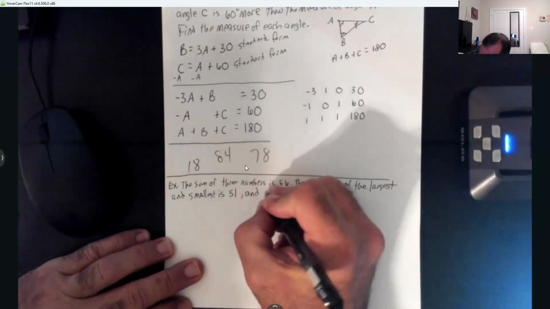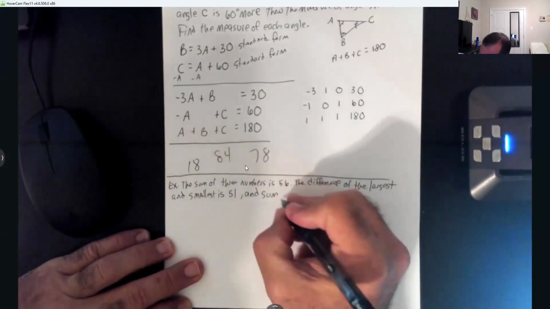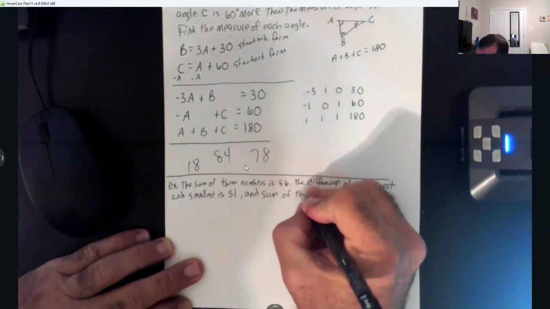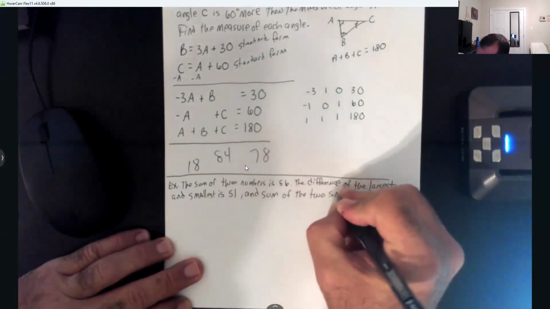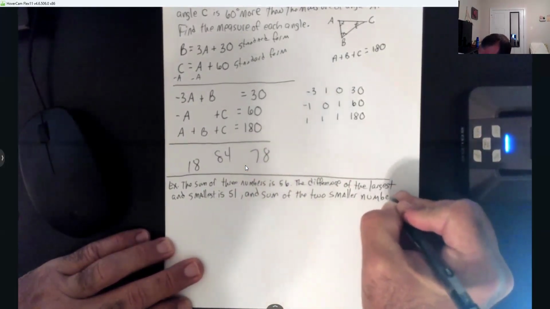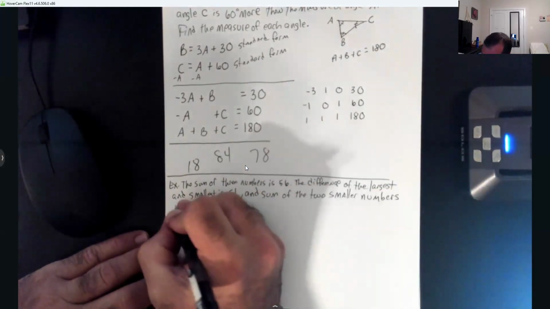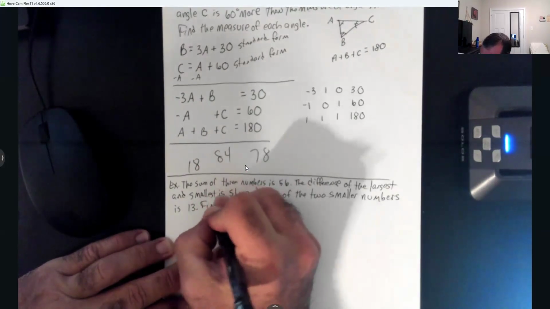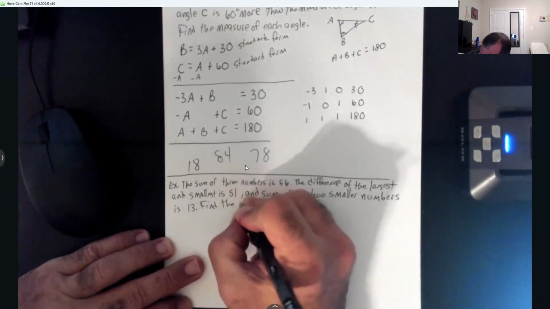And the sum of the 2 smaller numbers is 13. Then it says, find the numbers.